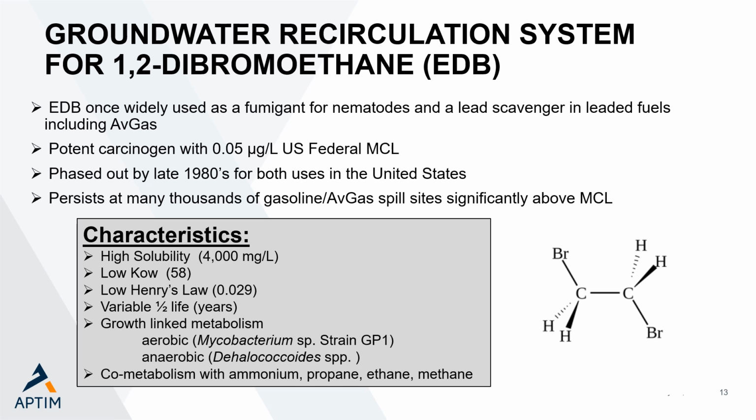Again, as I mentioned earlier, it would be atypical to have a site where this contaminant is at such high concentrations that bacteria will grow on it. But there are a number of substrates that can promote co-metabolism, including things like propane, ethane, methane, and ammonium.